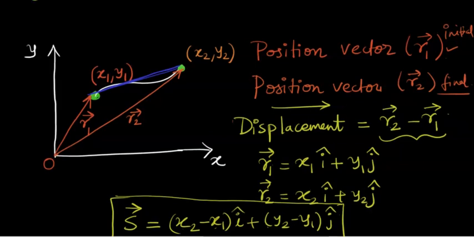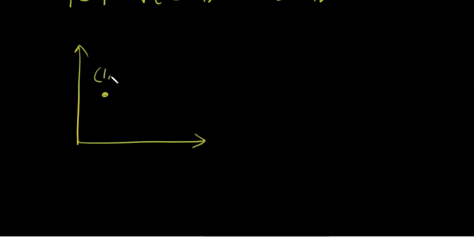Now what we have to do is consider one example. For example, a person is initially at position 1 and 2, and the final position is, let's say, 4 and 7. Now if I ask you what is the displacement vector for this particular situation, then what will you do? You will name this as x1, y1 and you will name this as x2, y2.